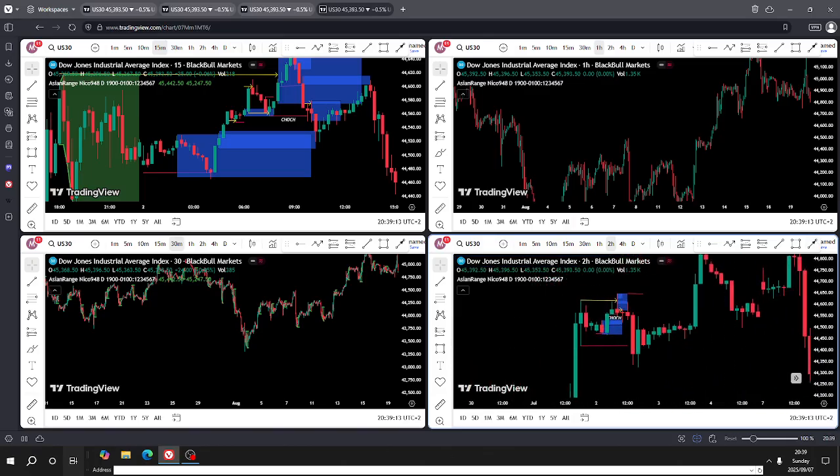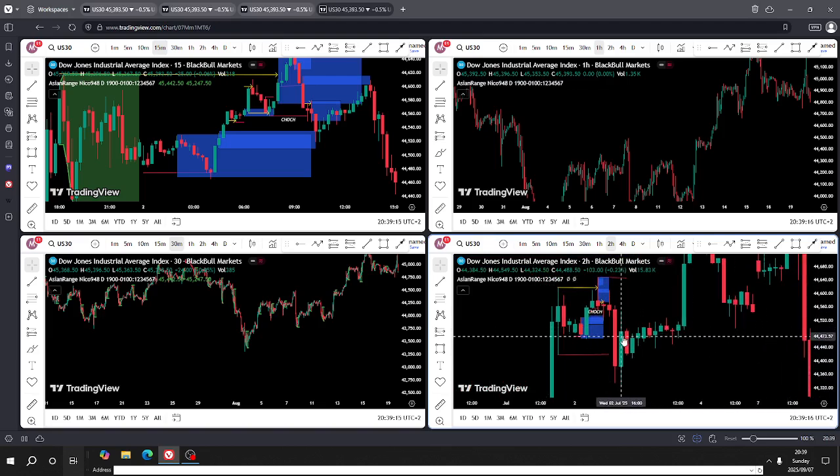Now how many hours does it take for that? It takes 2 hours to form this candlestick, also from 10 to 12 o'clock. Look at the candlestick now. What does this candlestick represent? This is a pin bar.